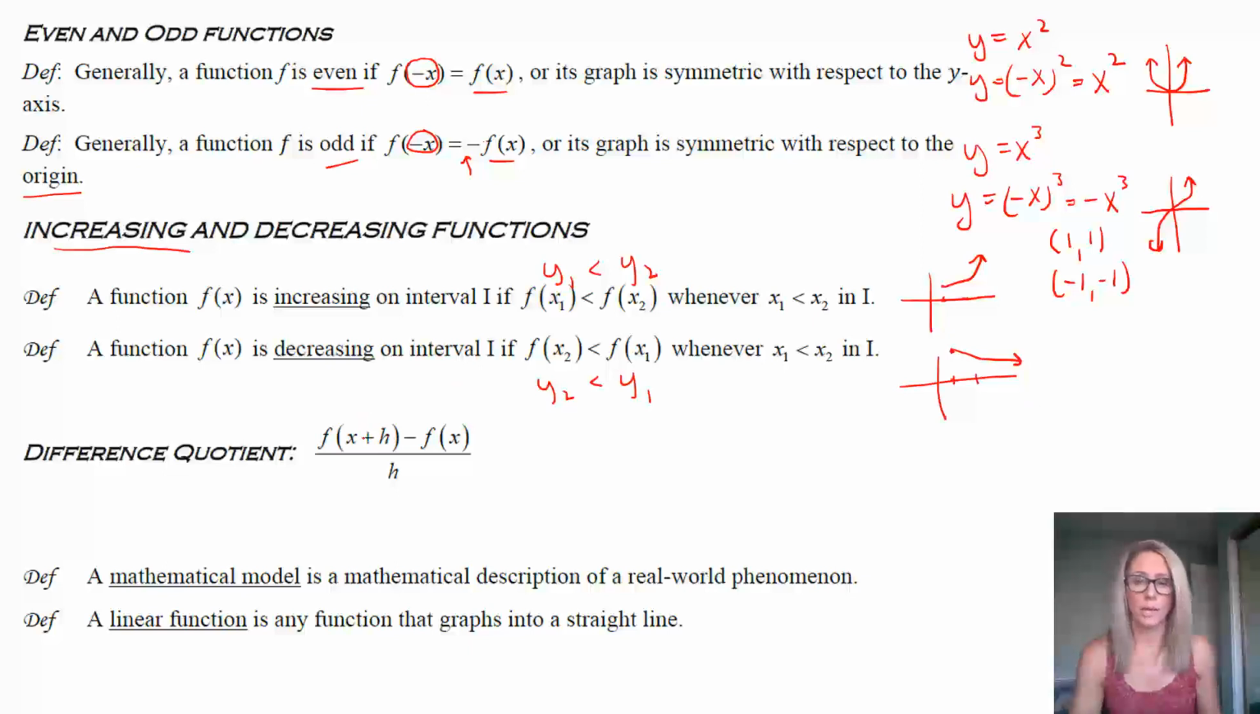The difference quotient is something that students should have learned in typically higher level algebra as well as then into pre-calculus, but it's something that comes back in calculus, so we'll practice that. This is just the form of the difference quotient. So pay attention to that. We'll see an example. And we've got a couple definitions down at the bottom. A mathematical model is a mathematical description of a real-world phenomenon, and a linear function is any function that graphs into a straight line. So those should be familiar.